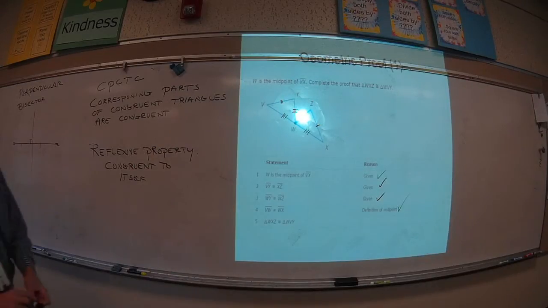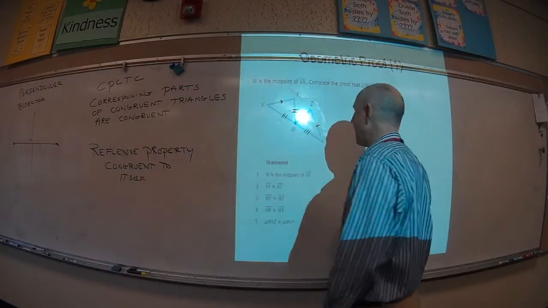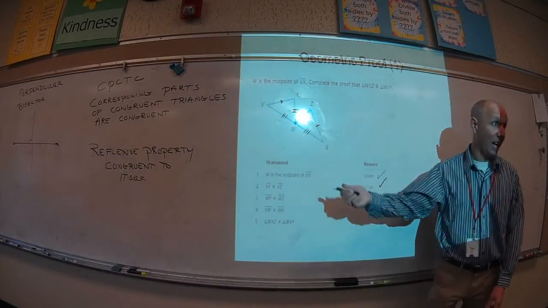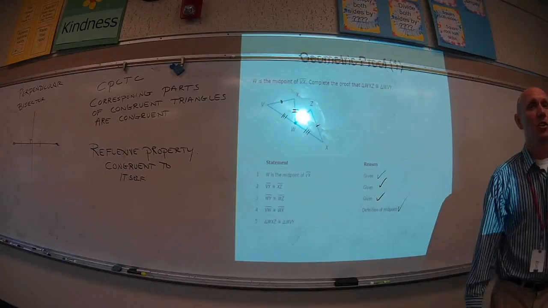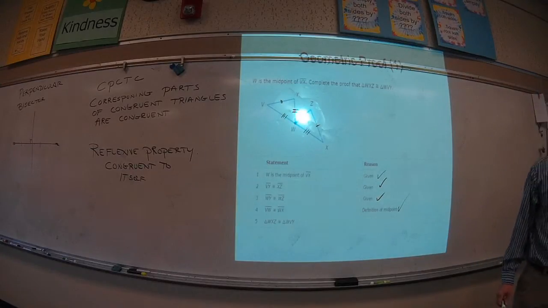Good. They are congruent because of side, side, side. You're going to end almost every proof with side, side, side, side, angle, side, angle, side, angle. That's the final kind of step. We're going to do another one. You erase your board.